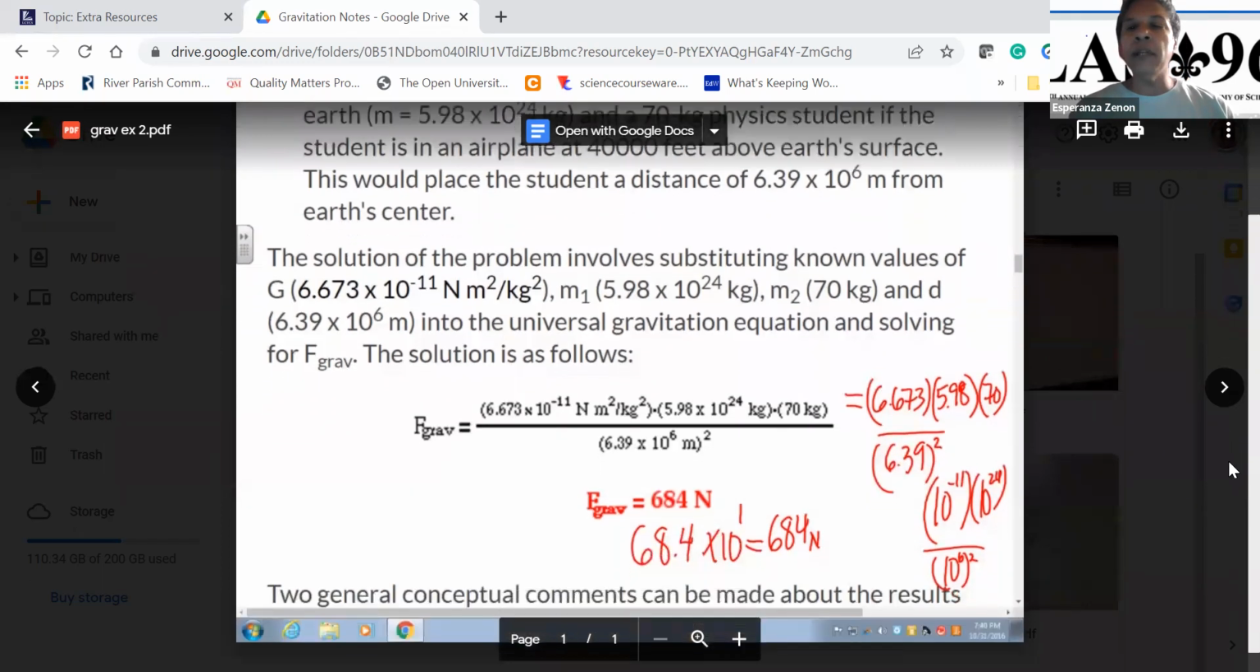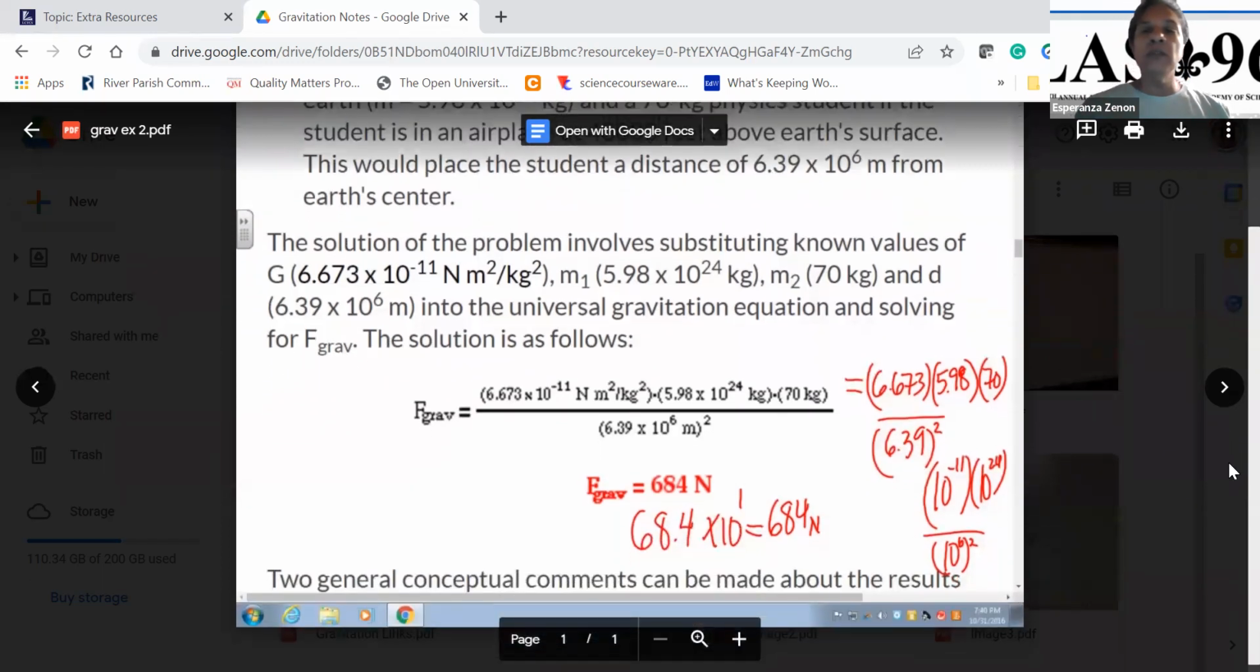Well, if you go in and substitute and do the same math, take out the numbers. All of the numbers on the top are the same, but on the bottom you have 6.39 and you're squaring. That'll give you 68.4. You do the exponents, you still get 10 to the 1 because all the exponents are the same. So you get 684 newtons.